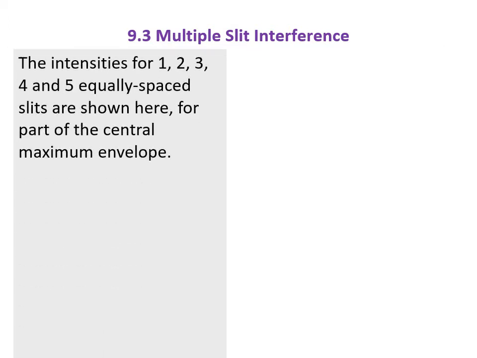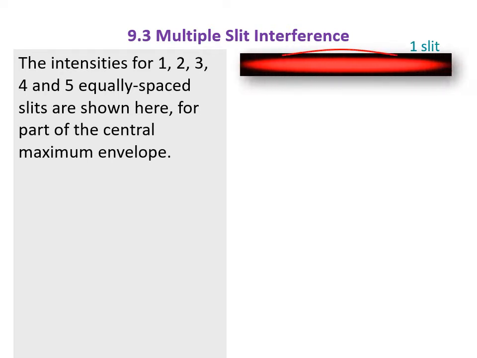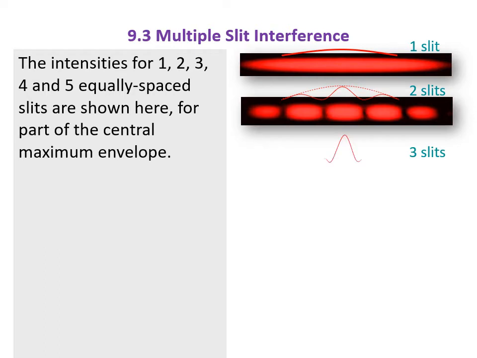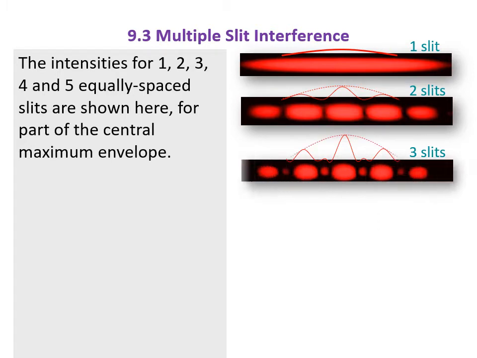Okay, the intensities for 1, 2, 3, 4, and 5 equally spaced slits are shown here for part of the central maximum envelope. So here we have the single slit, the very broad central maximum. For the two slit, you have modulation of that intensity pattern. You get more primary maxima within the broad single slit envelope. With 3 slits, you can see 3 large peaks within the broad central maximum.